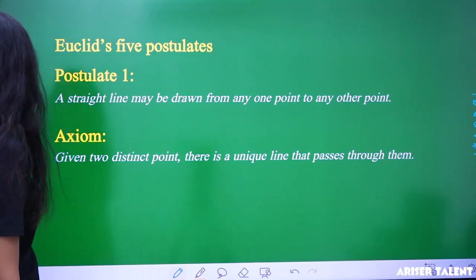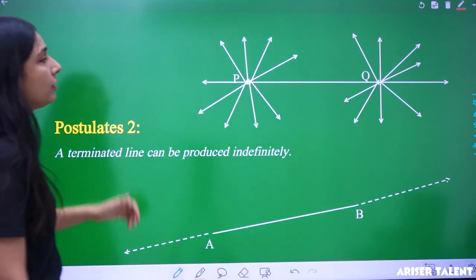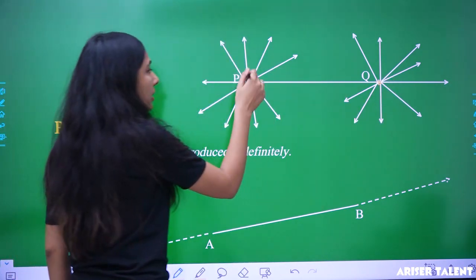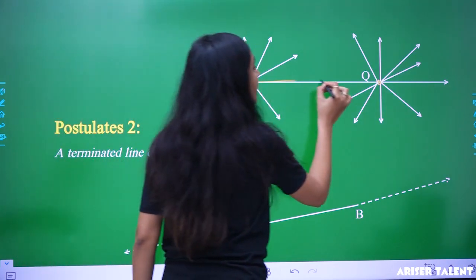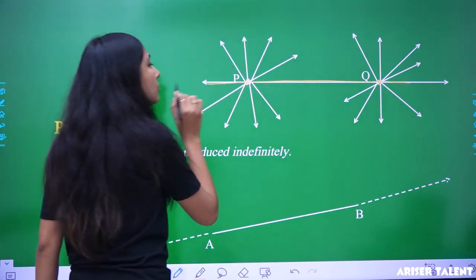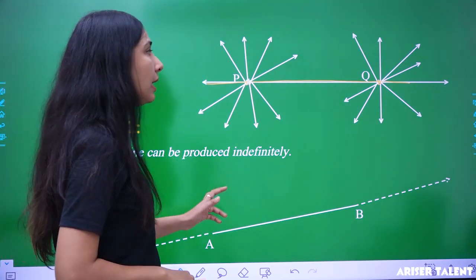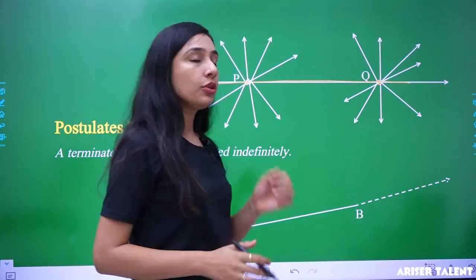Okay. Second postulate. In the first one, you can see we have some point P here and some point Q. Many lines can be drawn, but only one line will pass through both P and Q. No other line will pass through both the points.